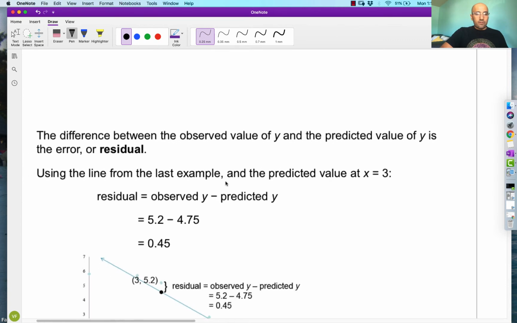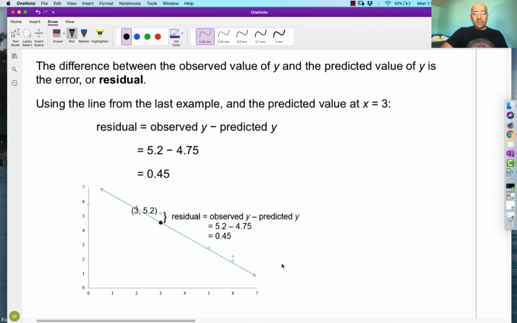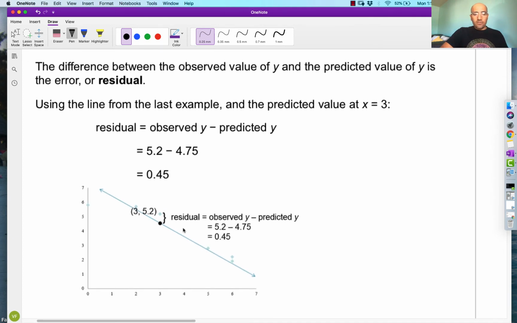The difference between the observed value and the predicted value. So observed minus predicted. Observed minus predicted. That's important because the sign matters. So in this case, the observed is actually bigger than the predicted, so when we subtract them in this order, we end up with a residual that's equal to 0.45.